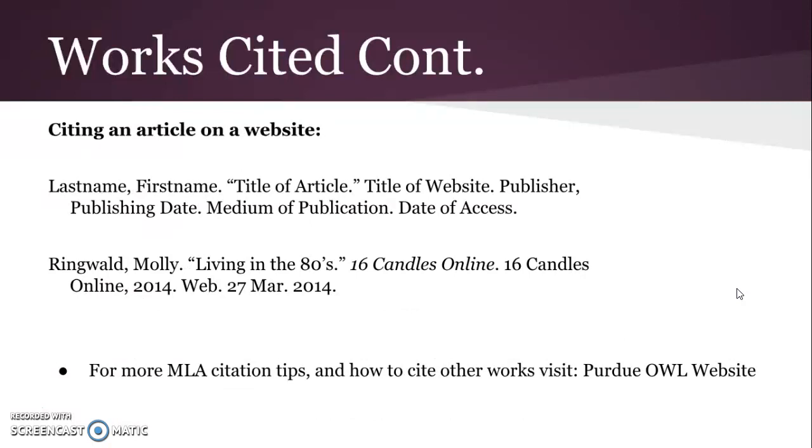Here's an example of citing an article on a website. So I've got my author's last name and first name, the title of the article. Sorry about that, this should be italicized. The title of the website, the publisher and publishing date, if accessible. Sometimes there's no publisher, sometimes it's the same as the title of the website. Medium of publication would be web, and the date of access.